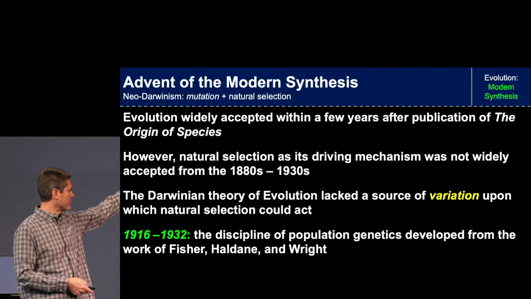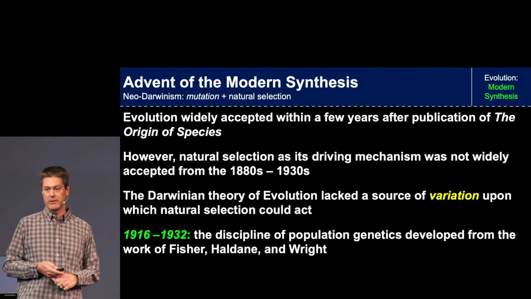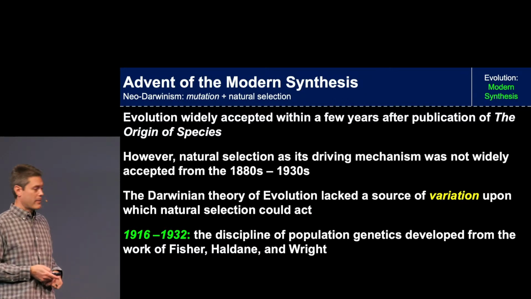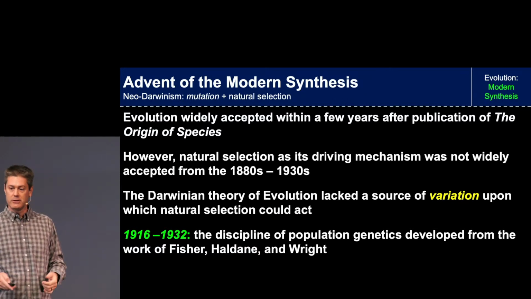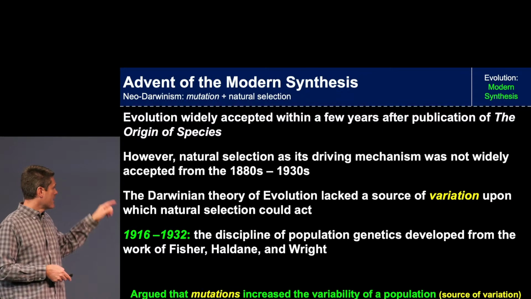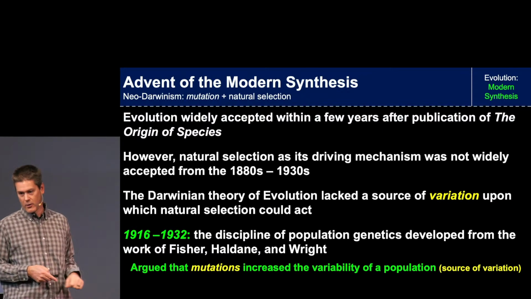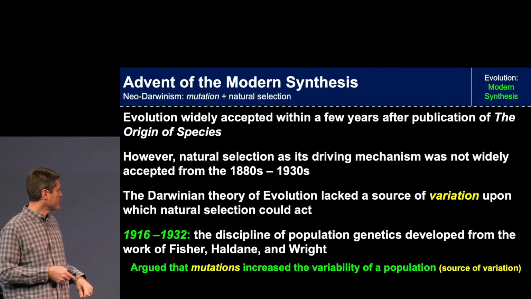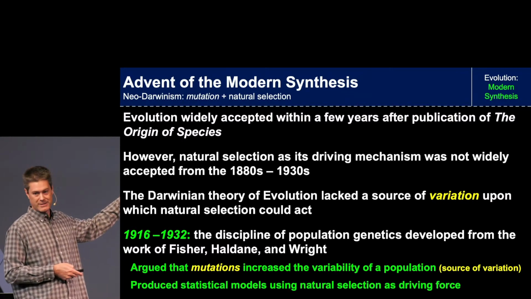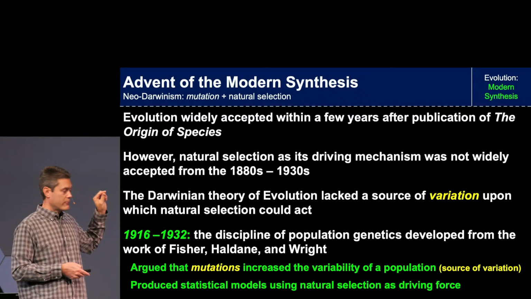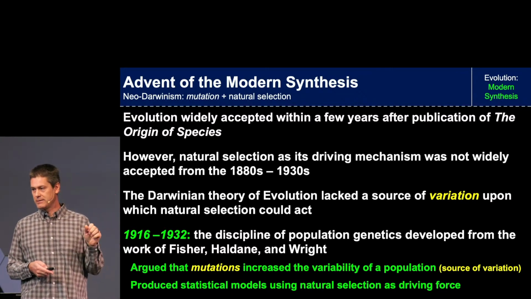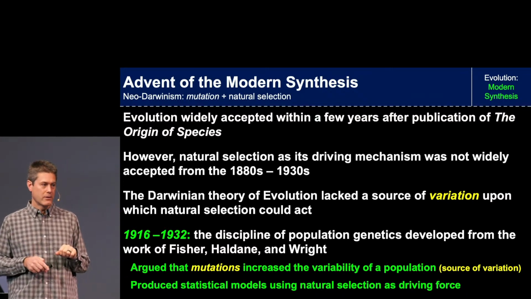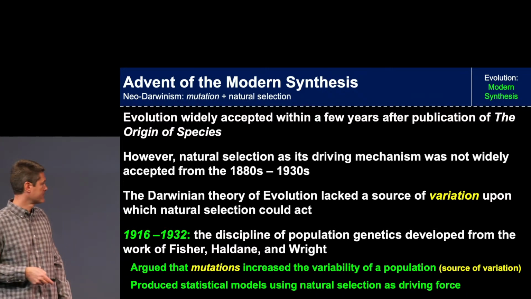However, it was rescued by the work of Fisher, Haldane, and Wright. And they were working between 1916 and 1932. They started the discipline called population genetics. And what they said was mutations are the source of variation. They increase the variability of the population. They used statistical models with natural selection and mutation as the source of variation to come up with what's called the neo-Darwinian or the modern synthesis.